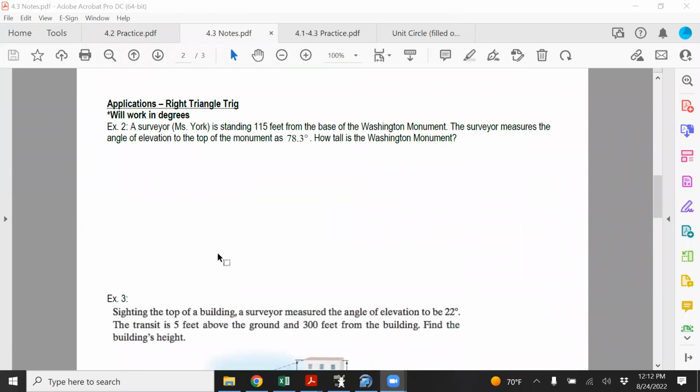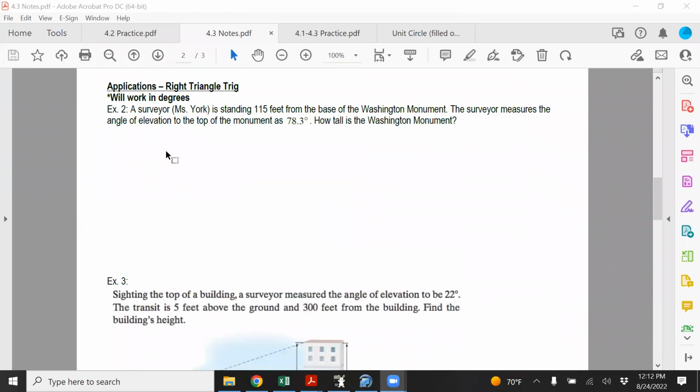So let's try some problems. Let's look at this one here. A surveyor, we'll say Ms. York, is at Washington, D.C., and she's checking out the Washington Monument. Now, let me give you the steps that you'll need to do these problems. It's really a 3-step process. You'll need a diagram, you'll need an equation, and you'll need to solve. Diagram, equation, solve.